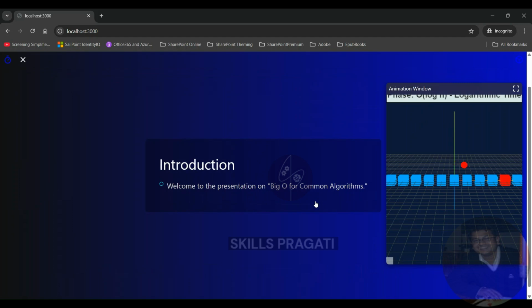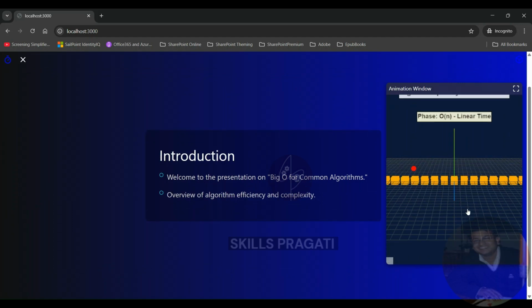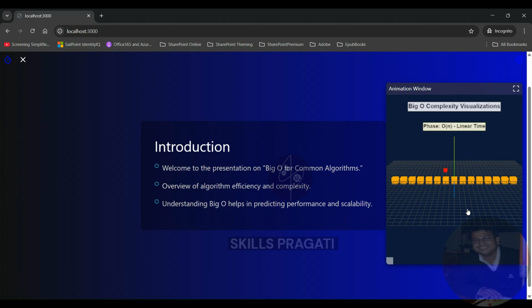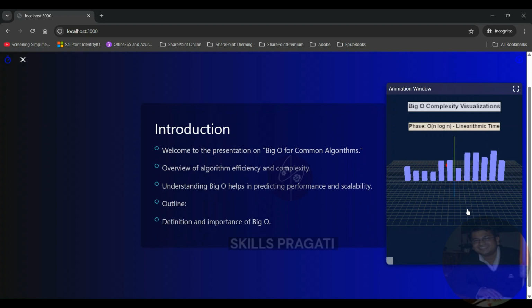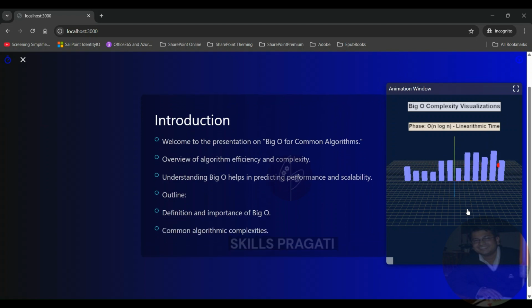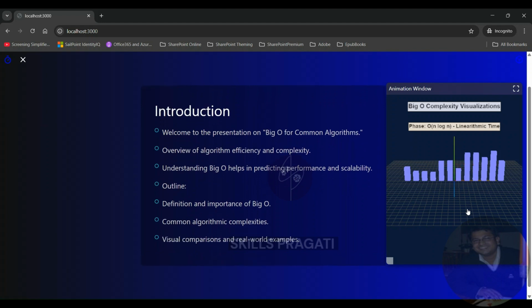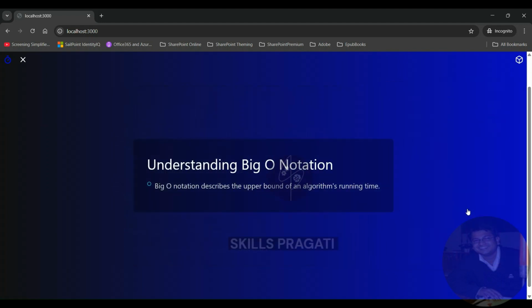Today, we'll be discussing algorithm efficiency and complexity, and how Big O Notation helps us predict performance and scalability. We'll cover the definition and importance of Big O, review common algorithmic complexities, and use visual comparisons and real-world examples to illustrate the concepts. Let's get started.